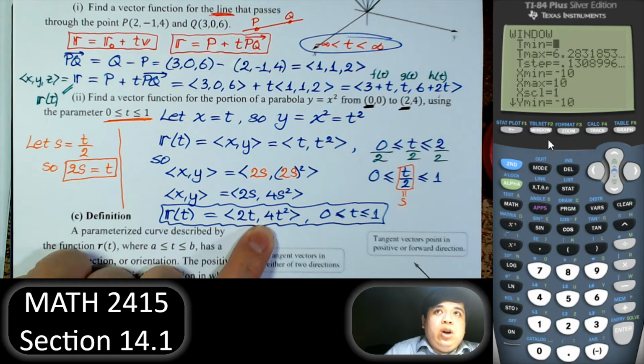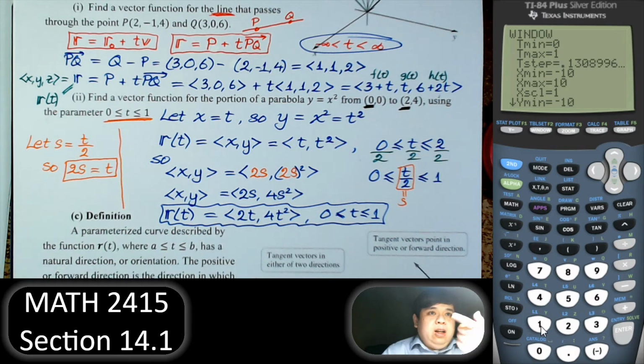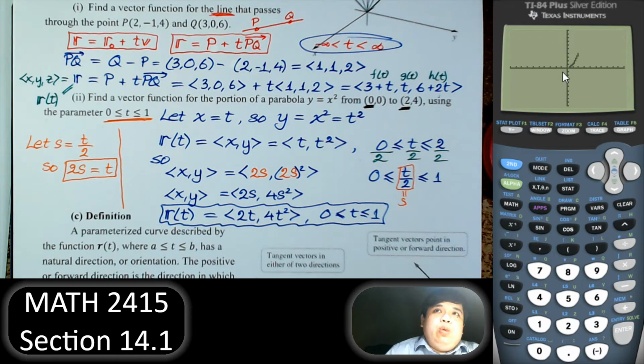And we can hit Window. We go from 0 to 1. And for the increment, let's graph 100 points. So from 0 to 1, the length is 1, and we'll divide by 100. So we will graph 100 points, 100 of a unit. And then we hit graph, and we see we have a parabola from 0, 0 to 2 and 4. Right, so that's correct.